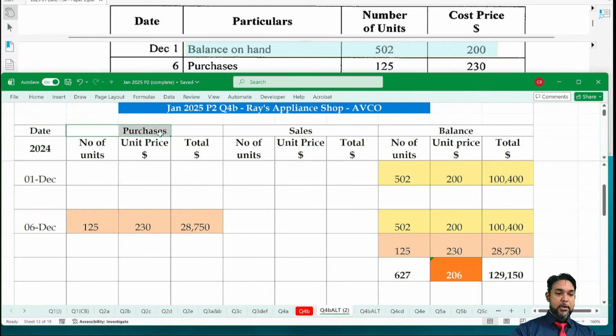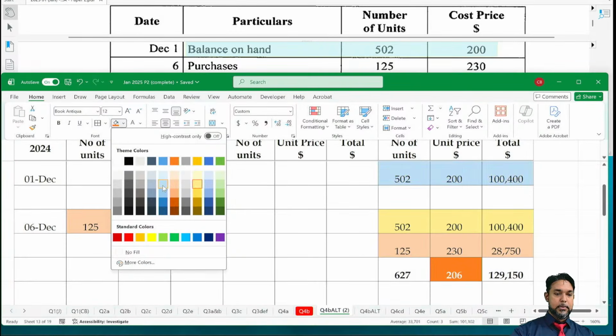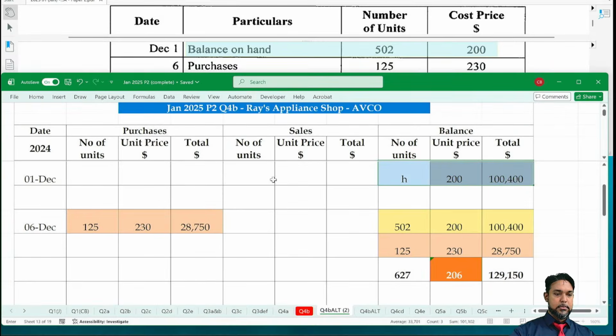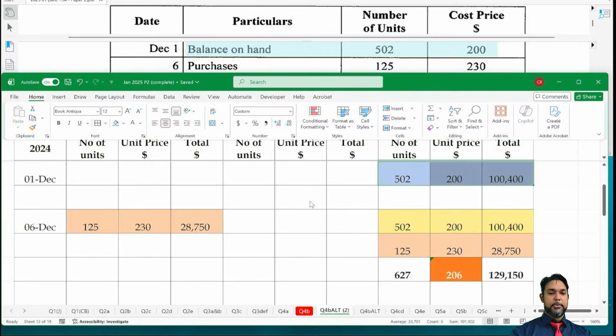So again, we have the three columns: purchases, sales, and the balance. In each of those columns, you have sub-columns for the number of units, the price per unit, and of course, the total. Now, at the start of the month, in the blue here, we have 502 units at 200 each. Let me use the same blue now. That's close enough. I don't have to nitpick with this. So that's blue.